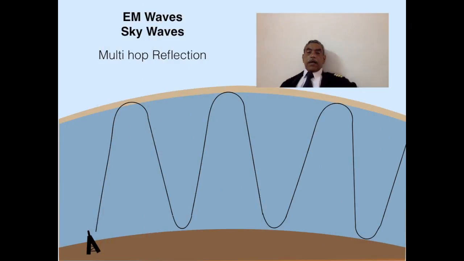This is a very simple summary of what we learned. At some frequency range, these EM waves are able to hop over several times, provided they have adequate energy, and are able to reach much farther distances. This is called multi-hop reflection.